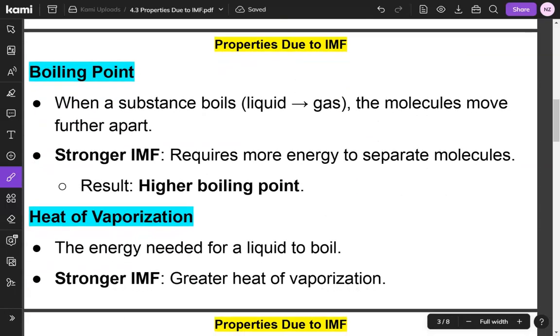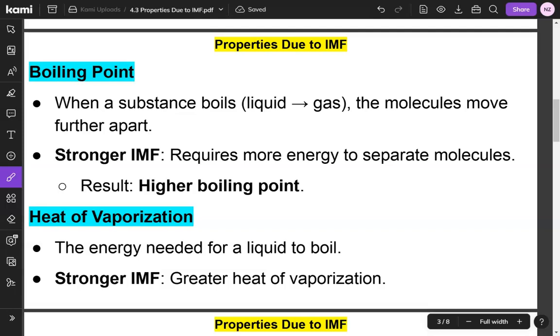So let's talk about some properties. The first two that we're going to talk about are boiling point and heat of vaporization. So we've all done this before, or perhaps you've seen this before. You have a pot of water on your stove. And if you start to boil that water, that liquid turns into gas. You can see it escaping from the pot.